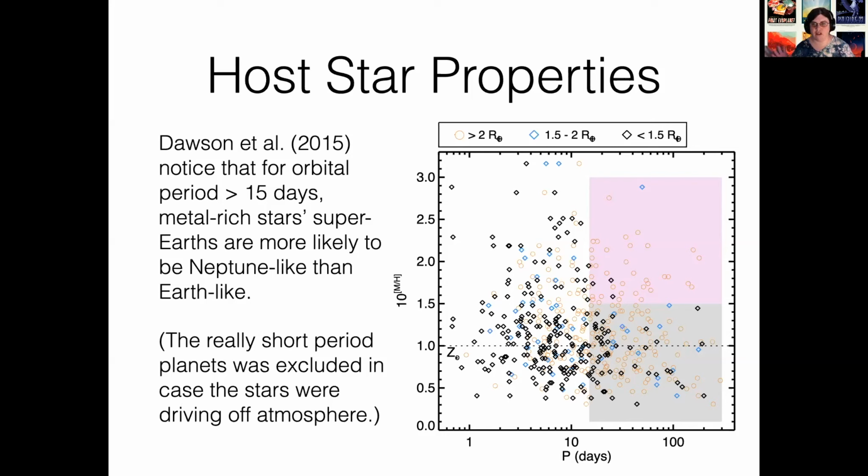But for periods larger than 15 days, when you look at those intermediate-sized planets between Earth and Neptune, their radii are more likely to be large than small, which tells us they're more likely to be gassy Neptunes than rocky Earths. And again, these are super Earths or mini Neptunes. They're in between Earth and Neptune mass. So you can see this in the plot.